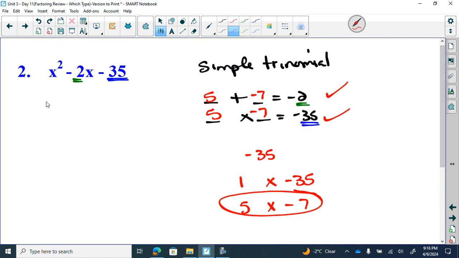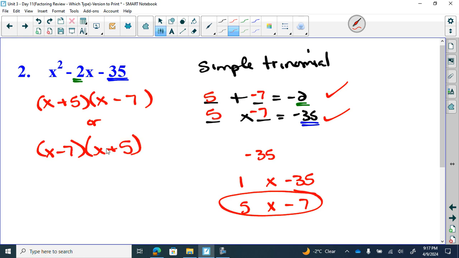My answer looks like so. I would put an X at the front of each bracket, and then I would say plus 5 in this one and -7 in this one. Again, it doesn't matter if someone writes X minus 7 times X plus 5, same thing. Okay, when I multiply this by this, I would end up with this. X squared minus 7x plus 5x minus 35. Negative 7x plus 5x would combine to give you the negative 2x.